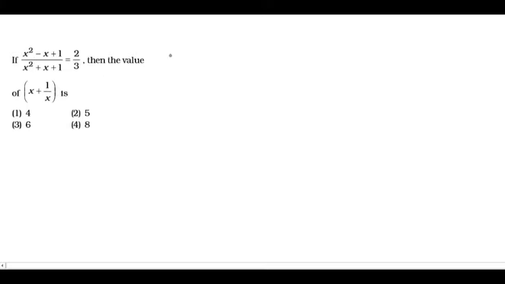X square minus x plus 1, x square plus x plus 1. Find the value of x plus 1 by x. Basic idea is whenever we see x square and x, and they are asking x plus 1 by x, somewhere if we divide it with x, definitely we will get, see here itself, x minus 1 plus 1 by x. Again here we will be getting x plus 1 by x. We are dividing numerator and denominator by x. So this is what we get.